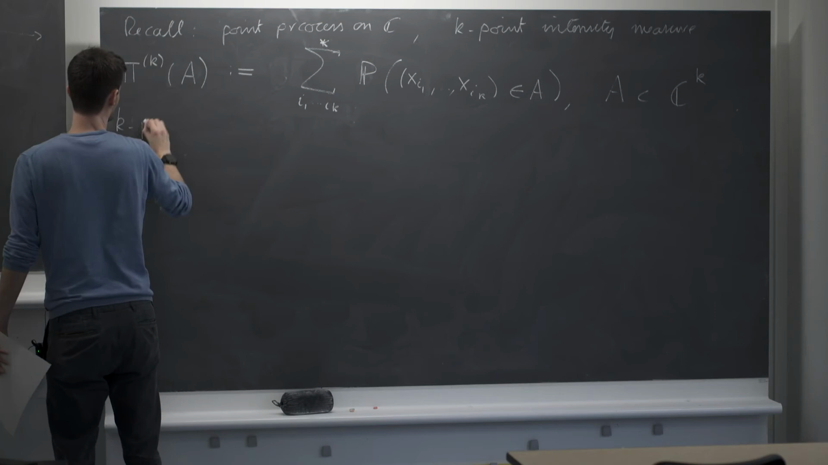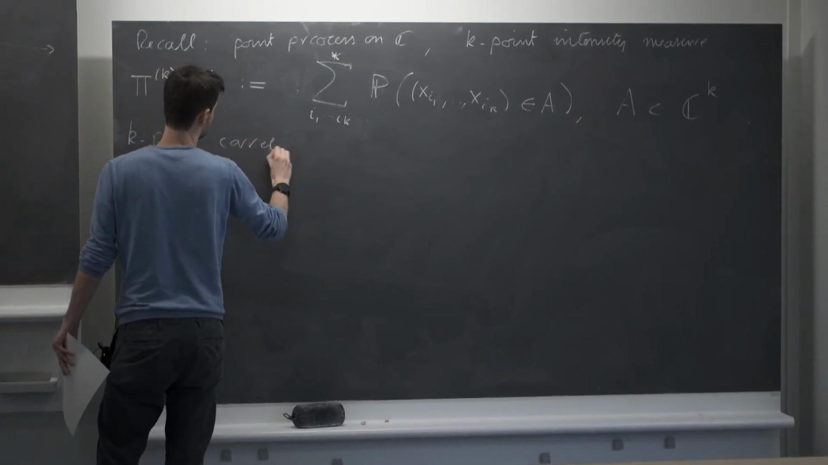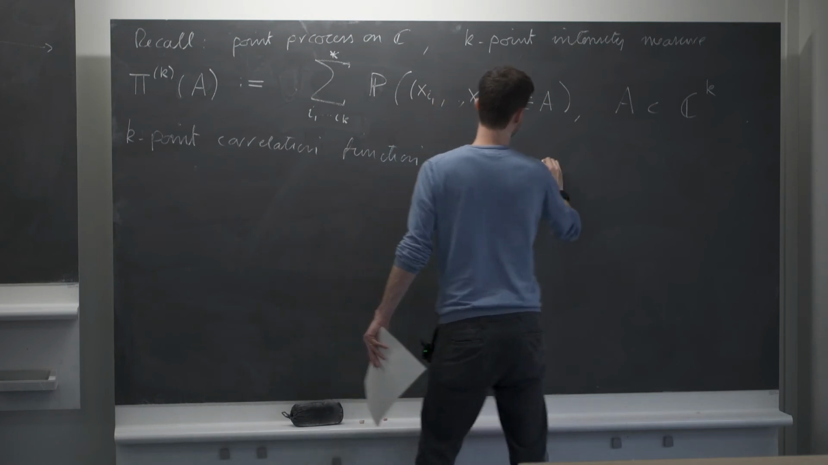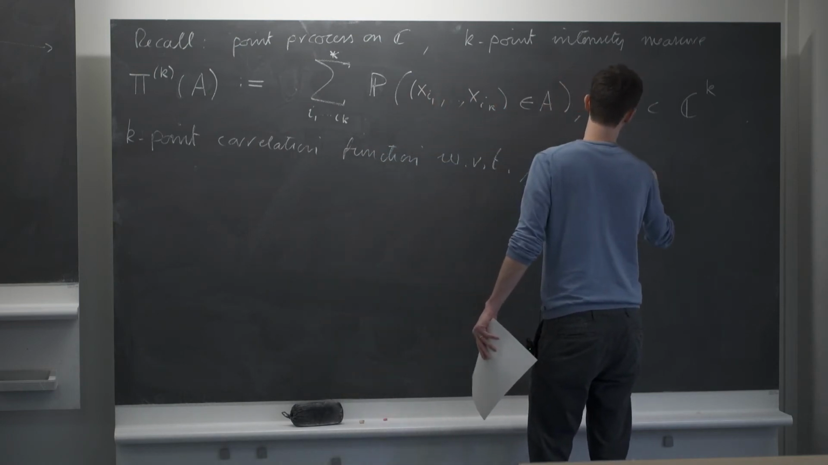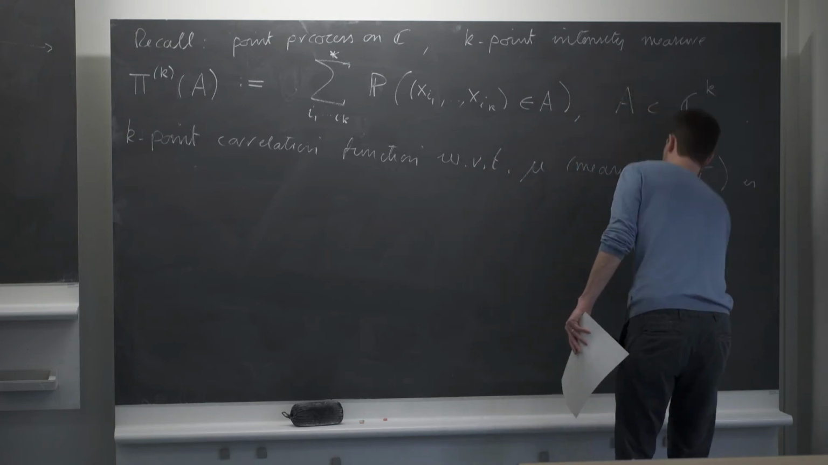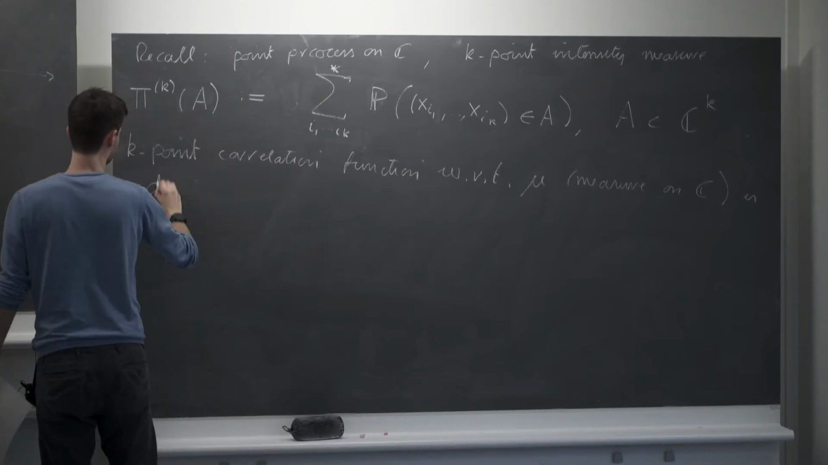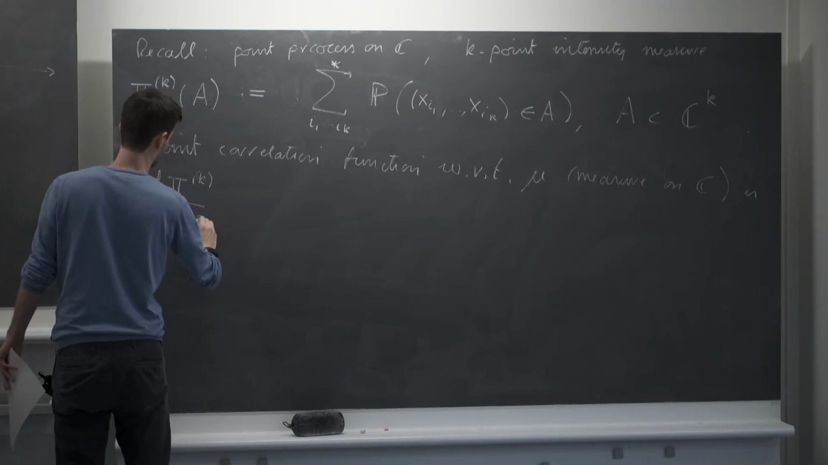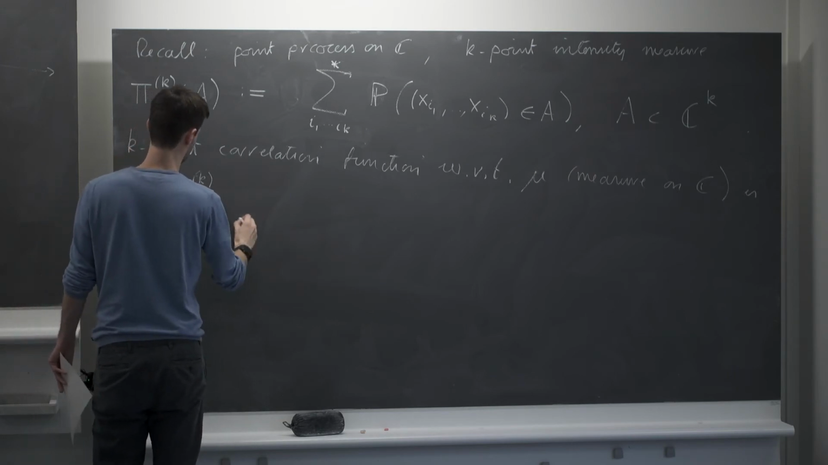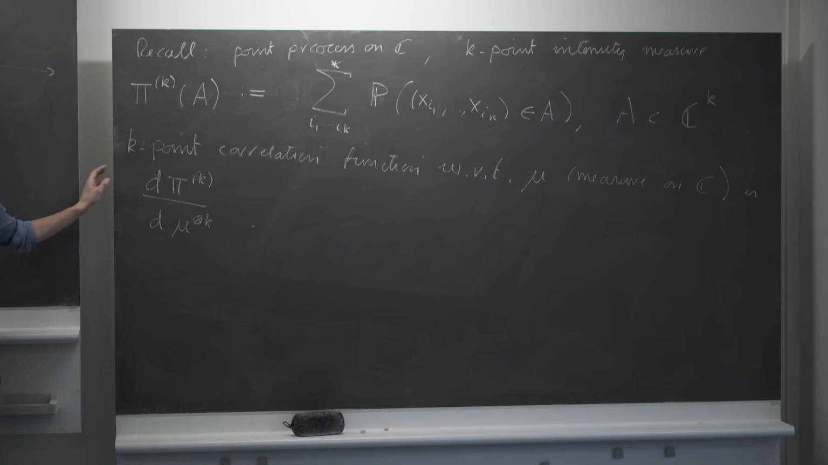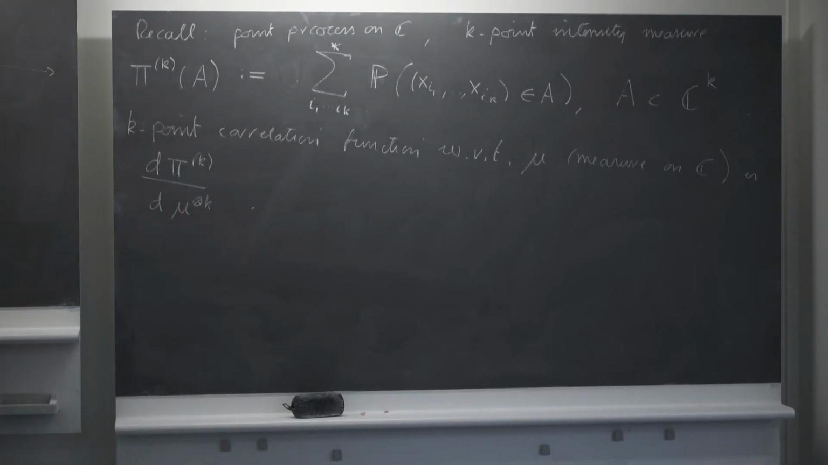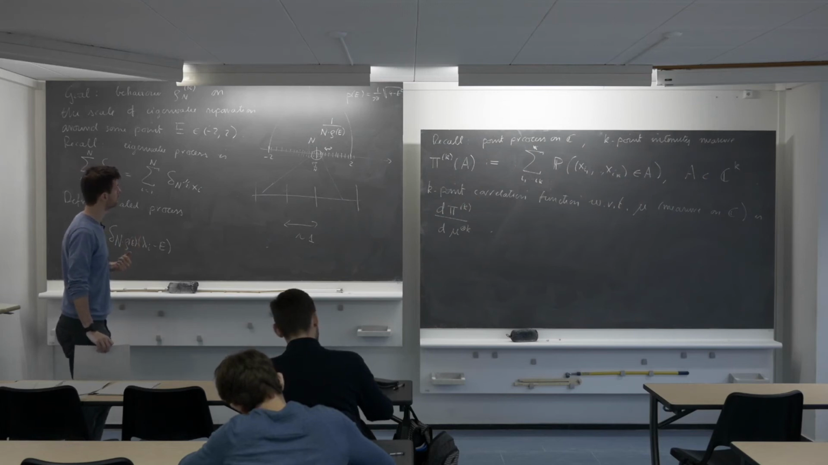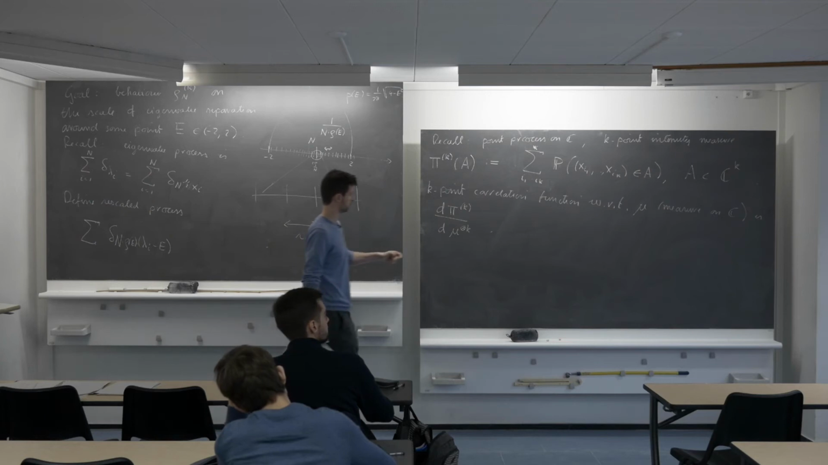So then the k-point correlation function is a function. So up to now we were talking about these functions. We will also talk about these functions. However, now it's more convenient to pass to these correlation functions, which are in some sense the more fundamental objects, simply because when we do this rescaling, the measures mu will change.